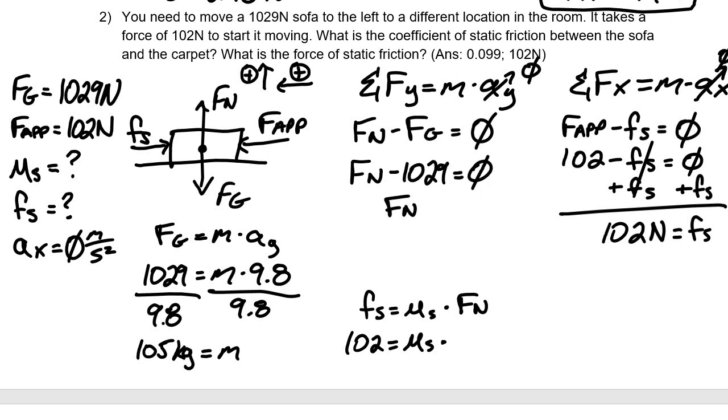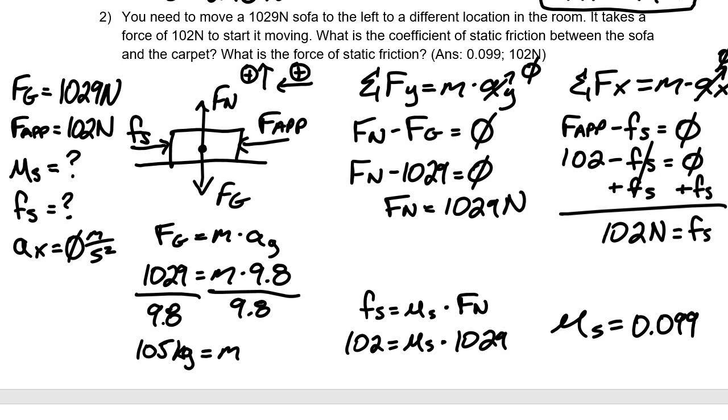Add 1029 to both sides of the equation. We get 1029 newtons as our normal force. We plug that right in here. We do a simple division and we find our mu s value. We do that and we get 0.099 as our value for our mu s. Once again, coefficient of static friction. Coefficient of friction has no units. Do not include a value over here. And that is this problem.